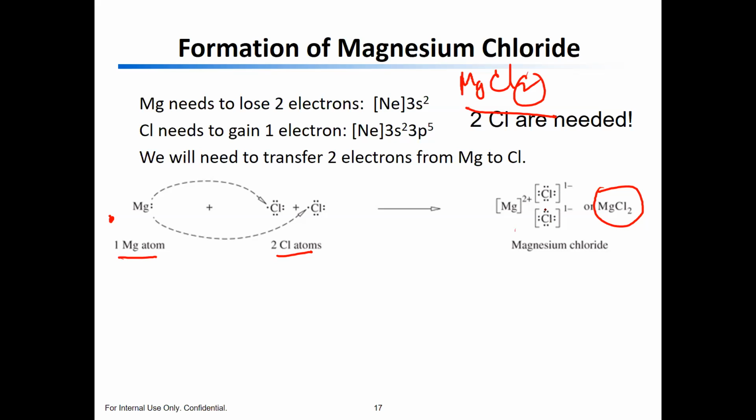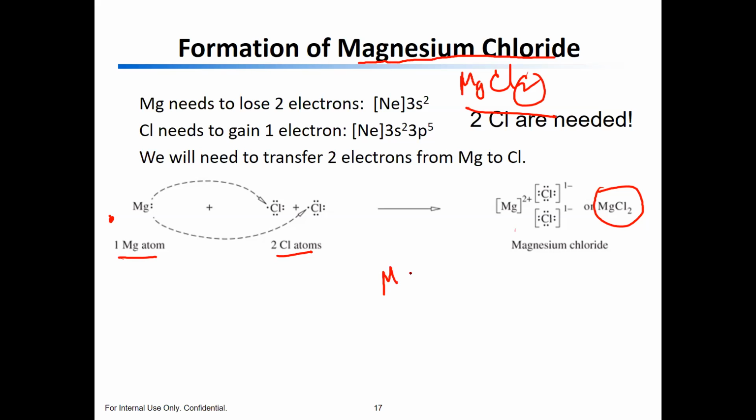What's going to happen? They're going to come together. Give us magnesium chloride. Why don't we just say magnesium dichloride, right? Shouldn't that be the name? 2 chlorines, so magnesium dichloride. You know why we don't do that? We just call it magnesium chloride.